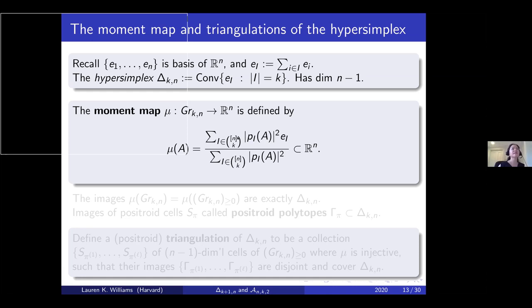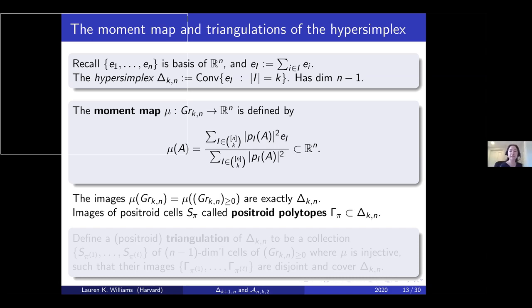And in the numerator, all I'm doing is adding up the indicator vectors e_I, where I is a k-element subset of 1 through n, and I'm using a coefficient that's proportional to the size of that Plücker coordinate. So this maps our Grassmannian into R^n. And the image of the full Grassmannian, which is also the same as the image of the TNN Grassmannian, is exactly Δ_{k,n}.